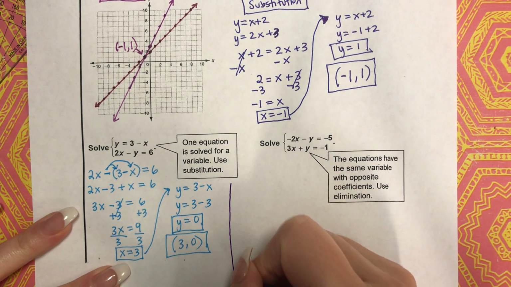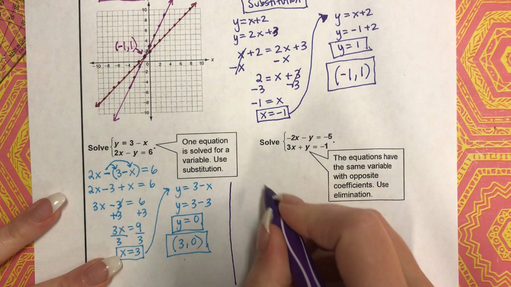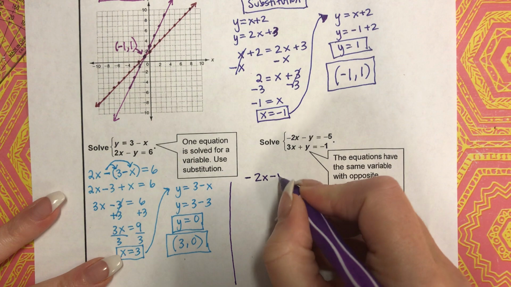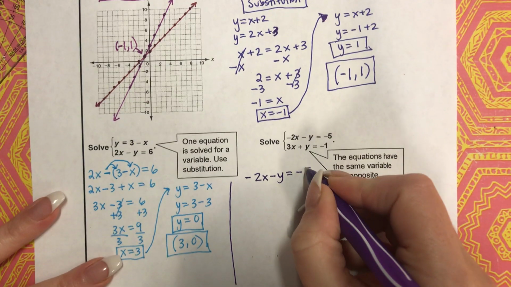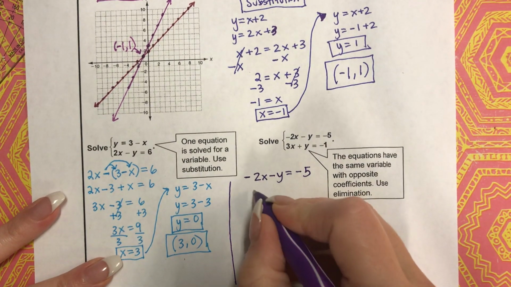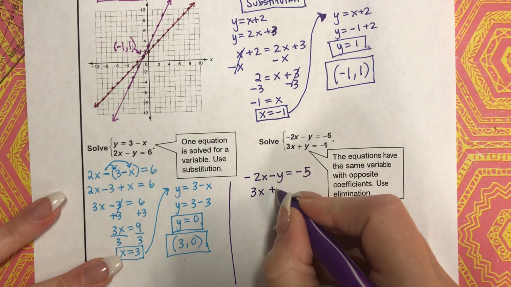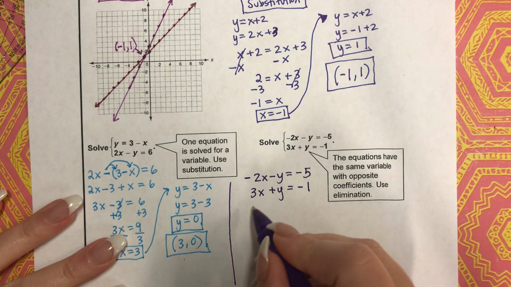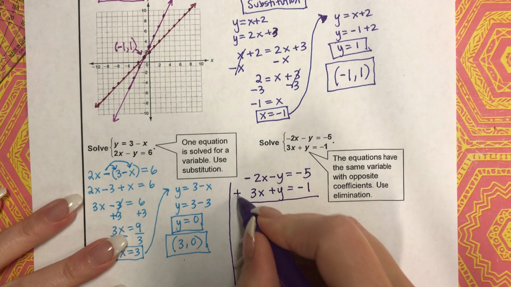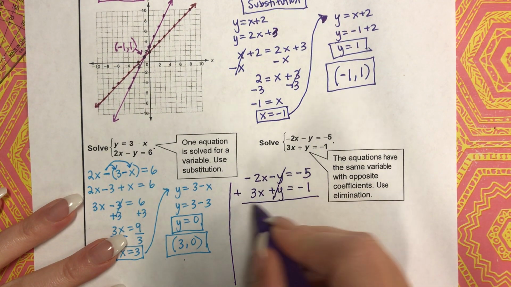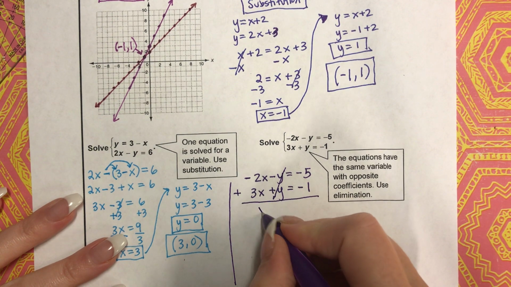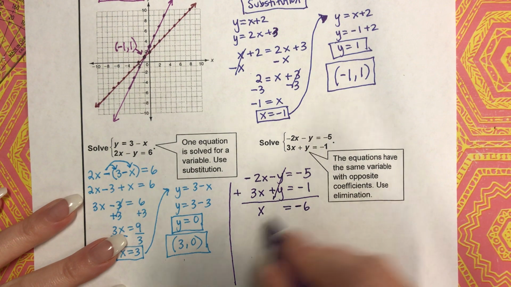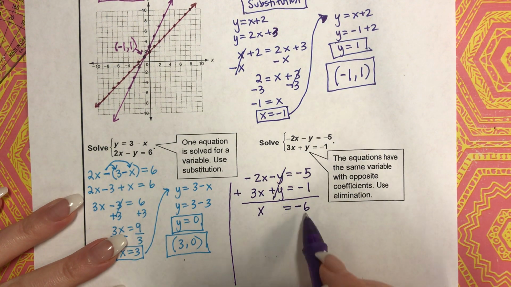I'm going to go ahead and write this down first. Ooh, this is like a dark purple. 2x minus y equals negative 5. 3x plus y equals negative 1. And then we just add, right? So those are going to cancel. And then negative 2x and 3x is x. Oh, this one's so easy. Negative 5 minus 1 is negative 6. And boom, there we know what x is.